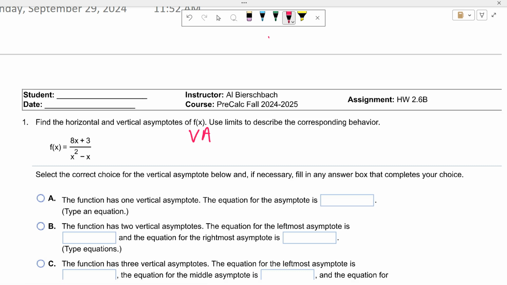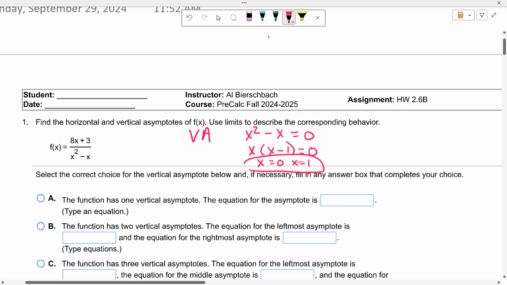Daniel. Set the denominator equal to 0. So I'll factor out an x. So x equals 0 and x equals 1. So these are my two vertical asymptotes.